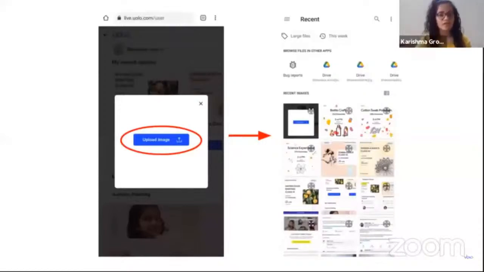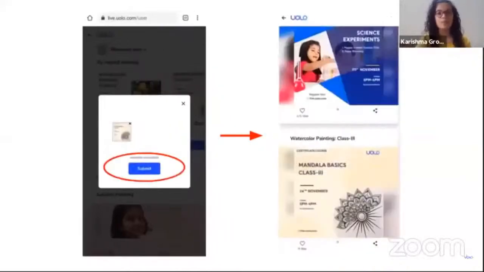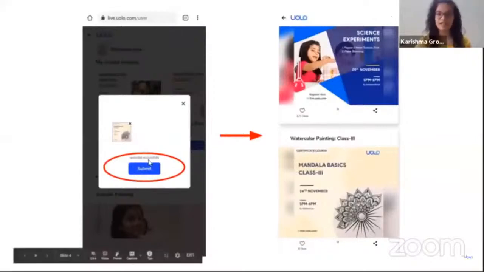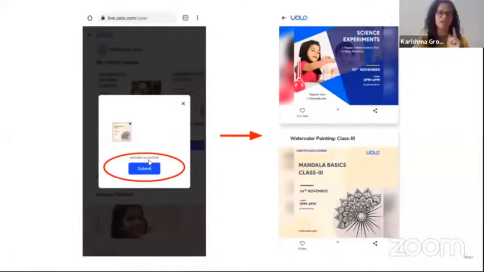You can select one or multiple images. Once you're done with that, a preview box will open, which will show the image that you want to upload. If it's the correct image, go ahead and submit it. If not, go one step back, select the correct image and go ahead and submit.